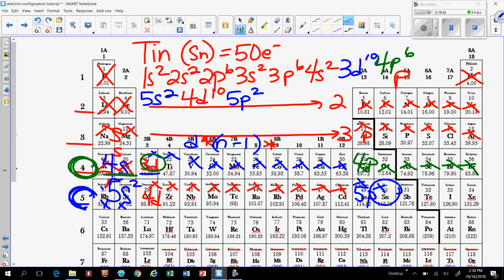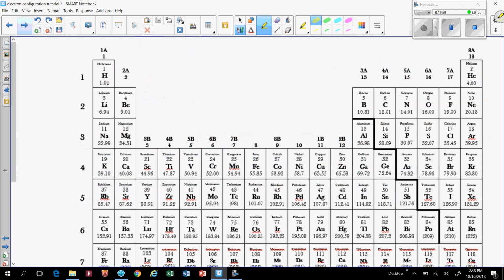And again, we do a quick check of our electrons. 2 plus 2 is 4, 10, 12, 18, 20, 30, 36, 38, 48, 50. And we needed 50 electrons.